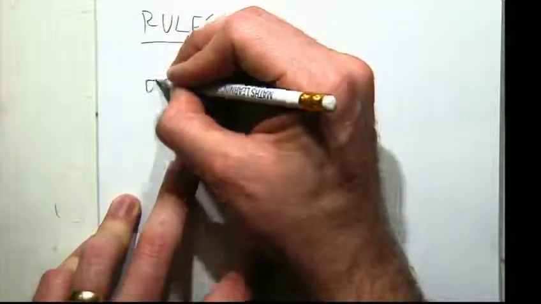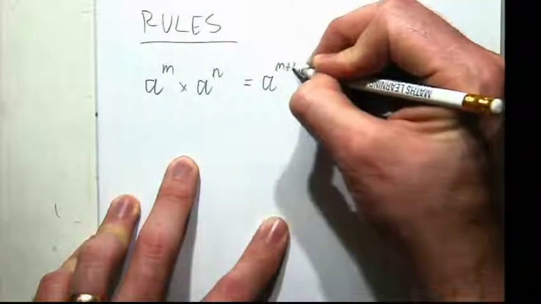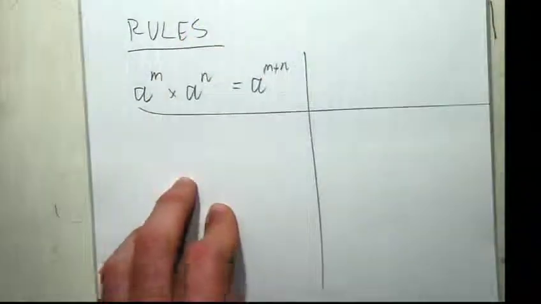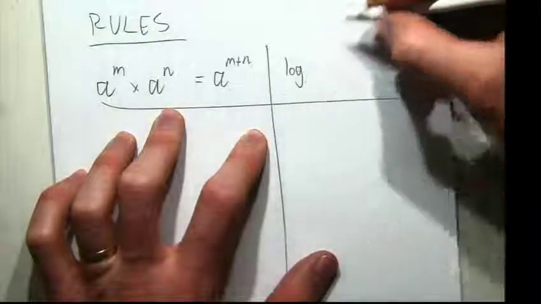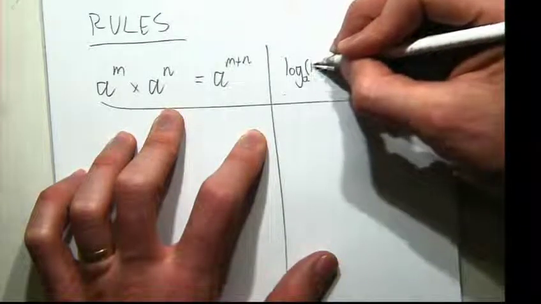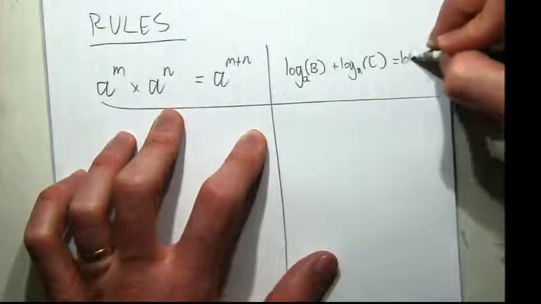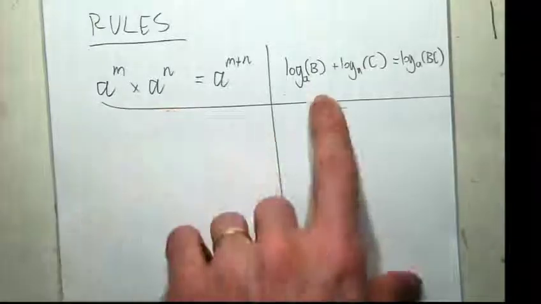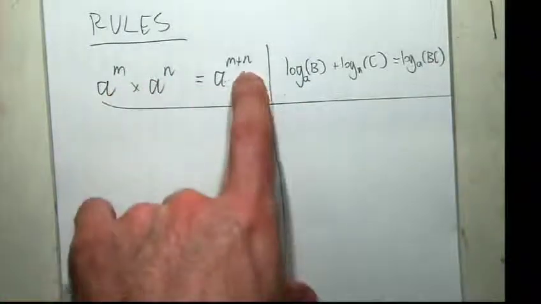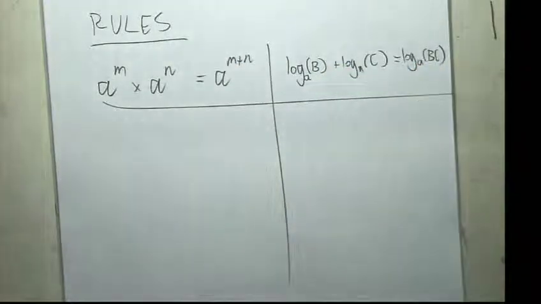With powers, times down here was plus up here, but with logs, plus out here is times in here. It's the opposite. This one turns times on the outside into plus on the inside. This one goes the other way. Plus on the outside becomes times on the inside. They're the opposite.